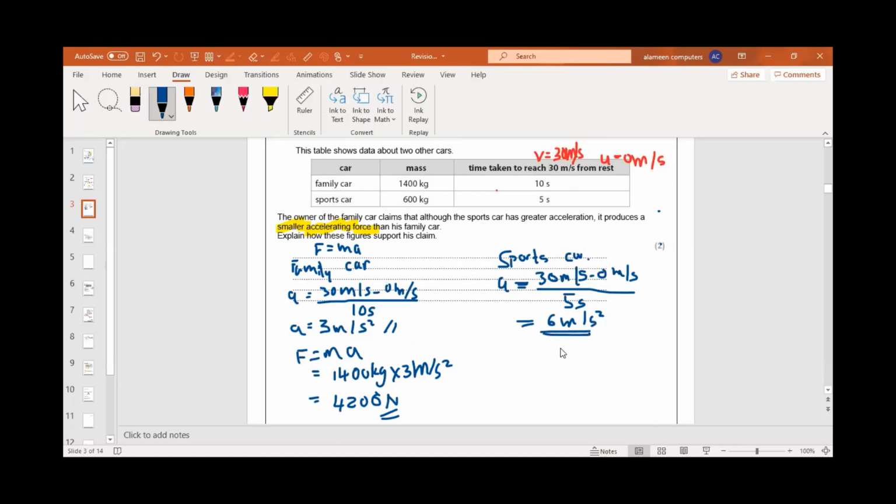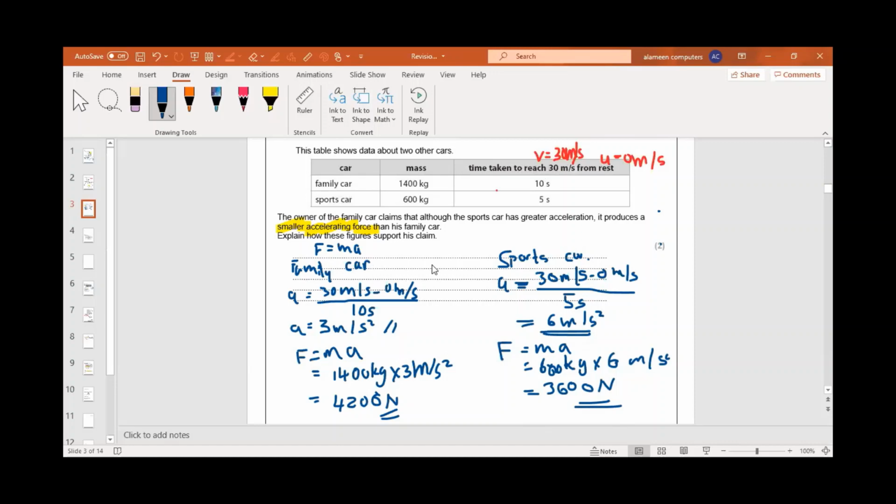Now we have the acceleration of the sports car. So let's use F equals ma to find the accelerating force of the sports car. The mass of the sports car is 600 kilograms. The acceleration of the sports car is 6 meters per second squared. So 600 times 6 is going to be 3,600 newtons. So the family car has a higher accelerating force.